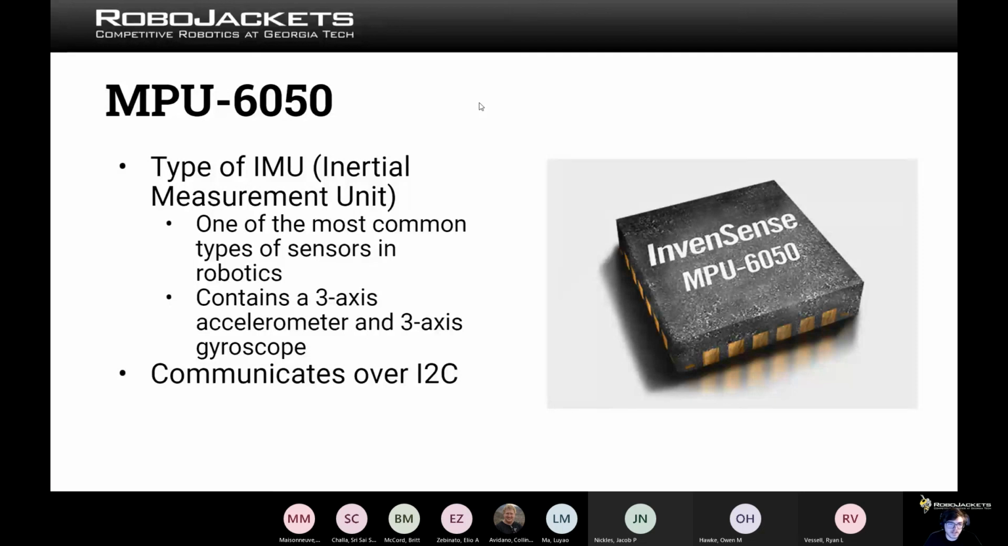So it contains a 3-axis accelerometer and a 3-axis gyroscope. That is how you can convey linear acceleration in X, Y, and Z, and gyroscopic motion in yaw, pitch, and roll, I believe. So it's all the different plane terms for describing rotational acceleration, or position, right? So the real device communicates over I2C.